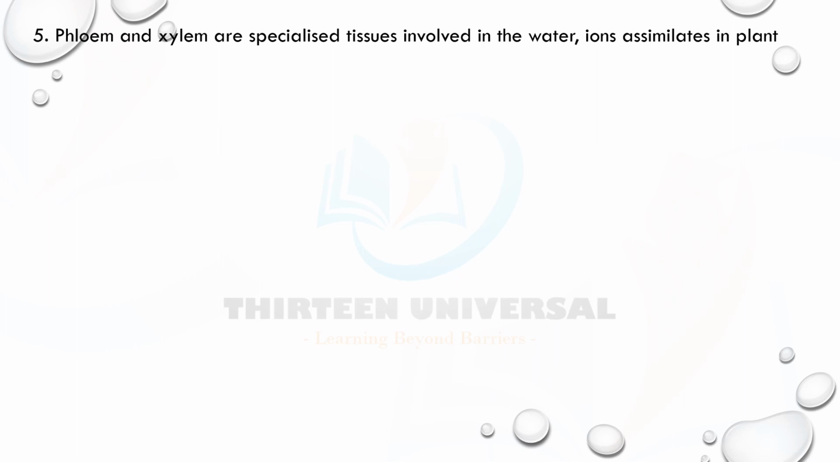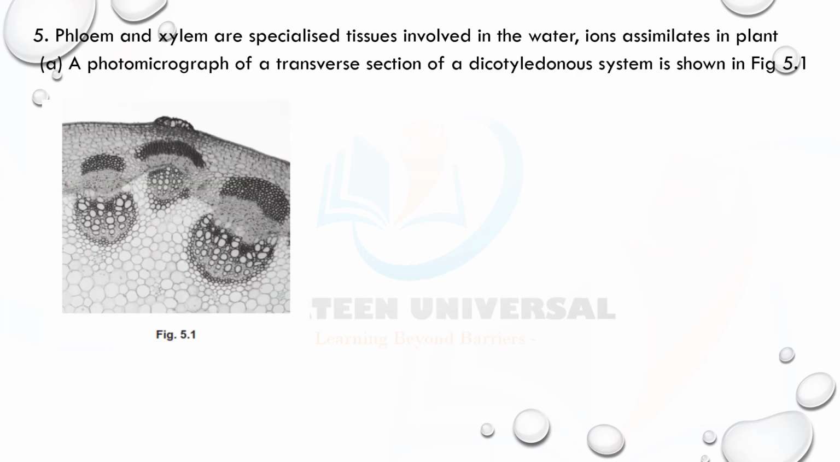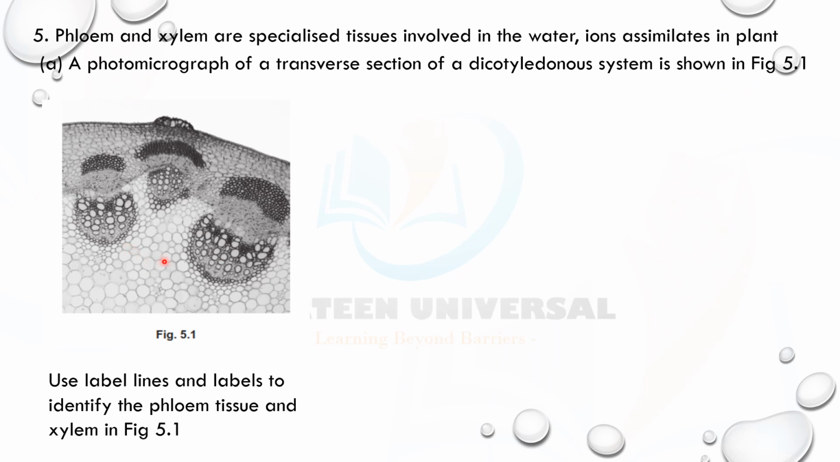It says phloem and xylem are specialized tissues involved in water and ion assimilates in plants. A photomicrograph of a transverse section of a dicotyledonous stem is shown in Fig 5.1. What do they want us to do with it? Use label lines and labels to identify the phloem tissue and xylem in Fig 5.1.